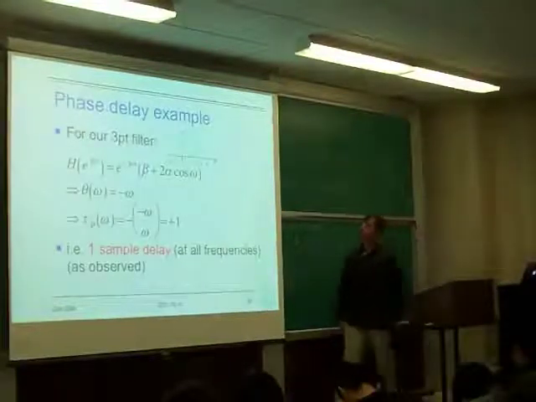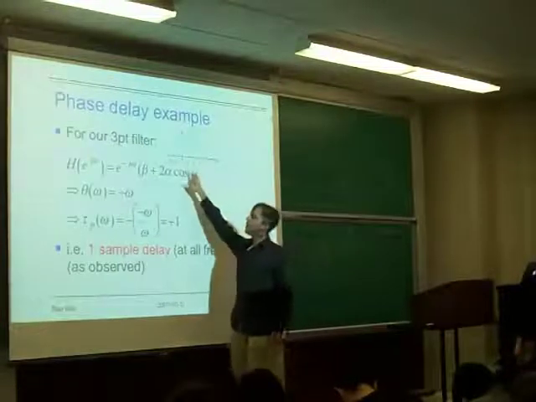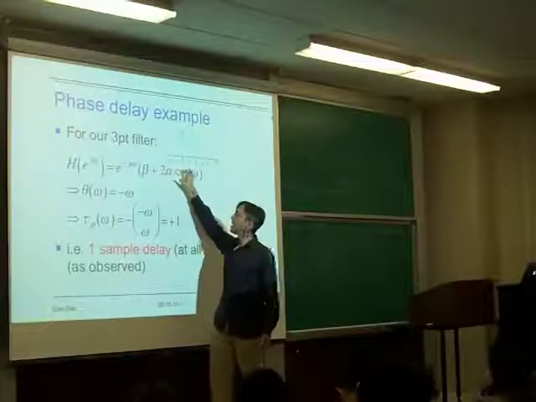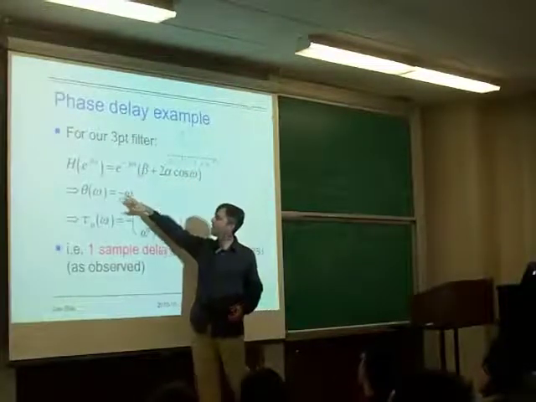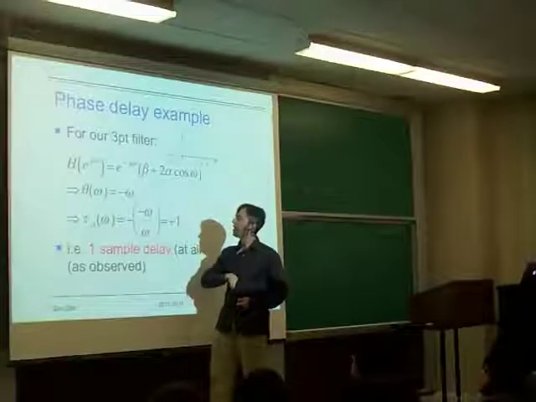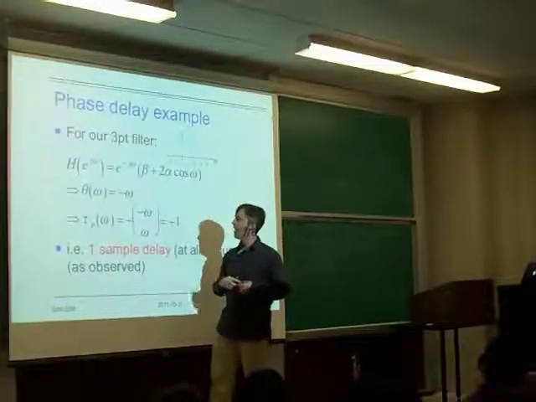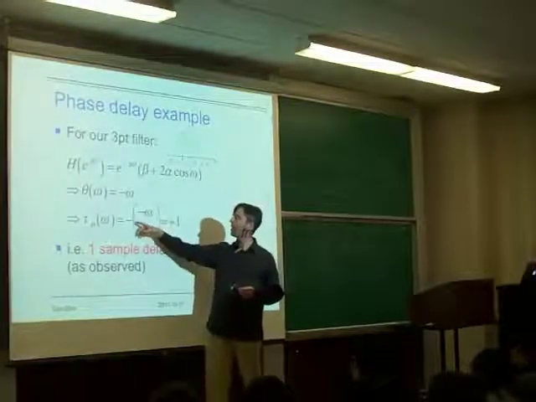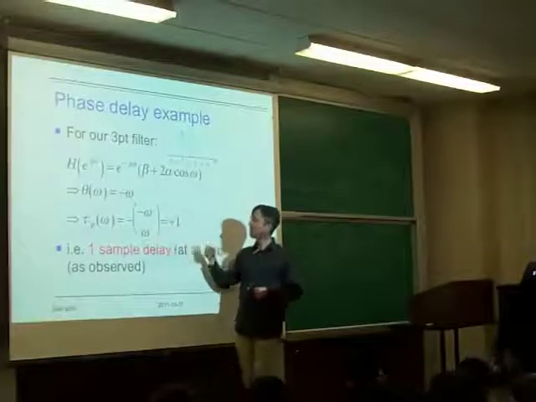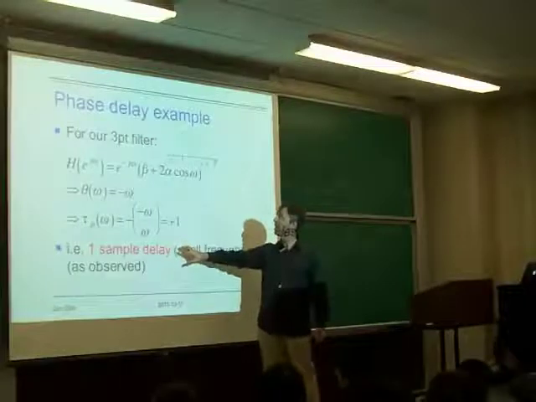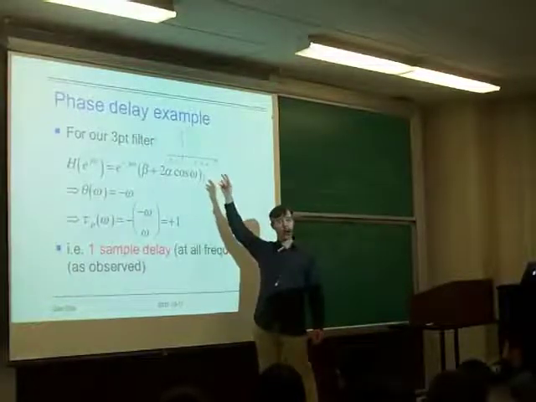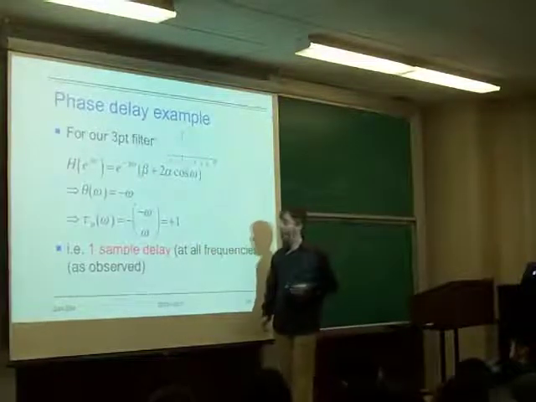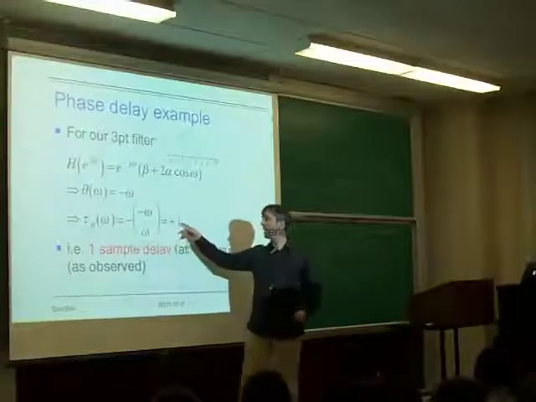So for our three-point filter, alpha, beta, alpha, here was the full complex form of the Fourier transform, with this phase term and this magnitude term. The phase of this thing is just minus omega, and so the phase delay, which is negative theta of omega divided by omega, is negative of negative omega divided by omega, which is just plus 1. And so what this is saying is that this particular filter imposes a phase delay of one sample, regardless of the frequency. It turns out, for this case, tau sub p is not a function of omega.